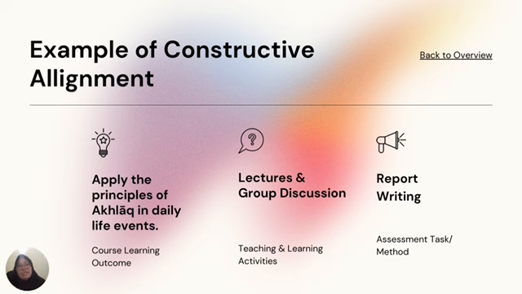If you want to change the course learning outcome, then you need to change the other two. If you want to change the assessment test, then you need to change the teaching and learning activities, as well as the course learning outcome. But changing the learning outcome is quite difficult, because it has been endorsed. So we can opt to change or modify certain things in our teaching and learning activities, as well as methods.